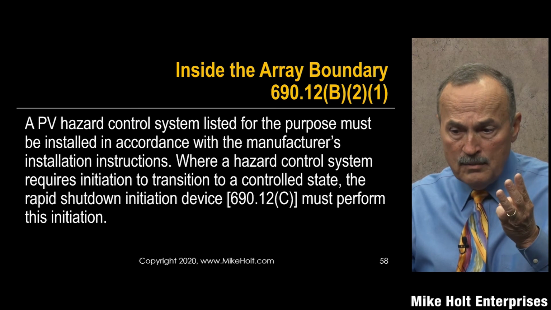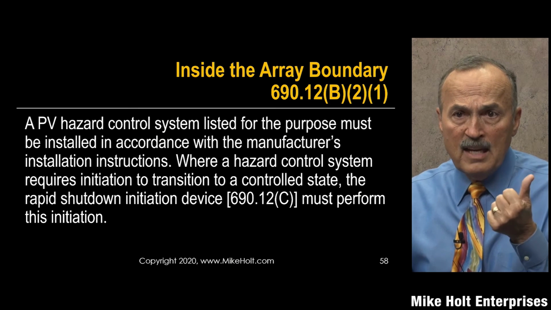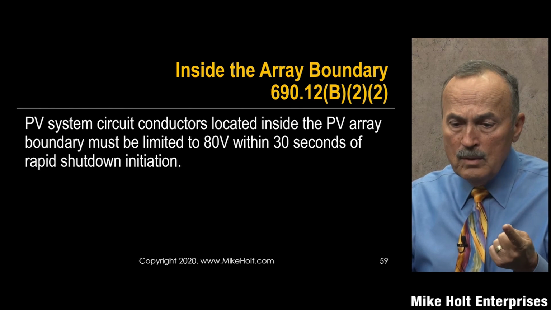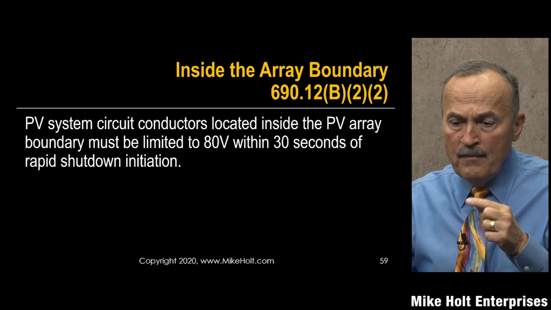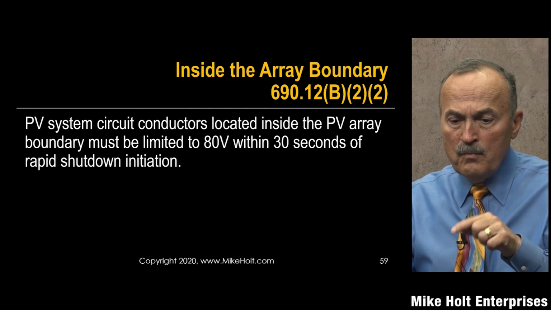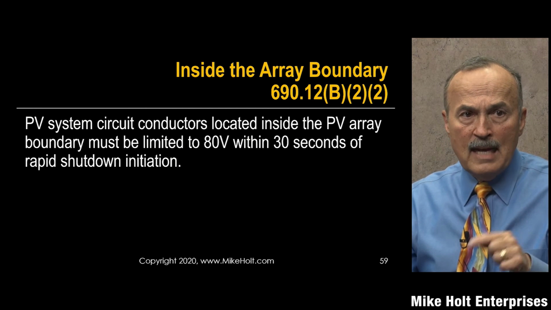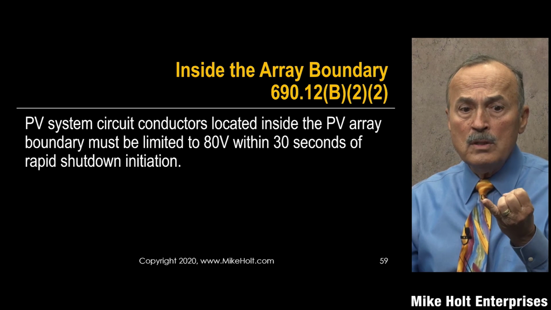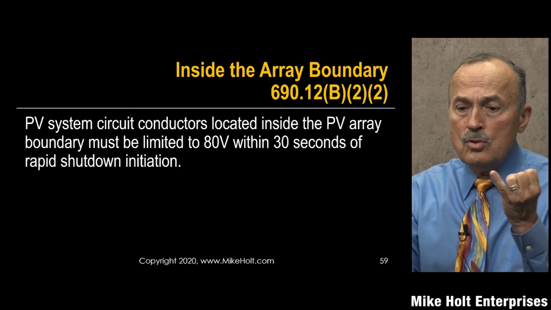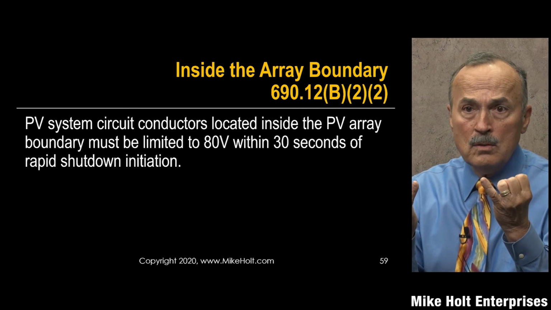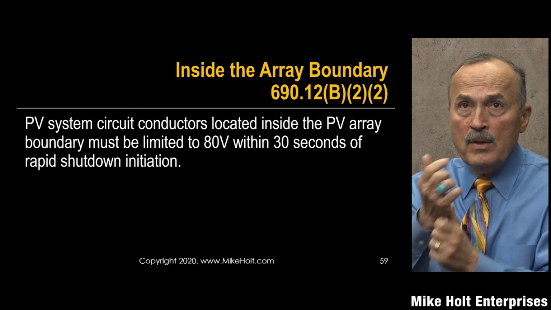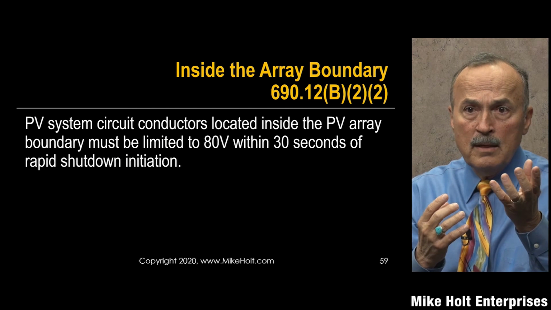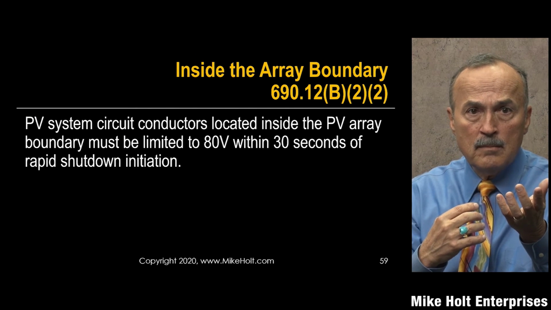So there are 3 different kinds, right? One is this thing that's not made yet, which is a hazard control system, so we're not going to worry about that. Two is that you have to design it in a way that the voltage is limited to 80 volts within 30 seconds. And right now, it looks like I'd be putting in DC to DC converters that talk to the inverter, one way. The inverter itself would be a rapid shutdown. Microinverters would be a rapid shutdown system.